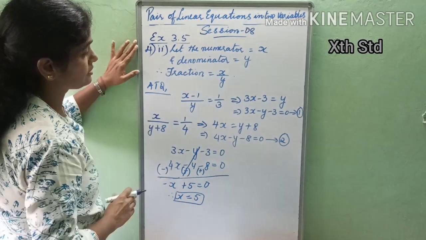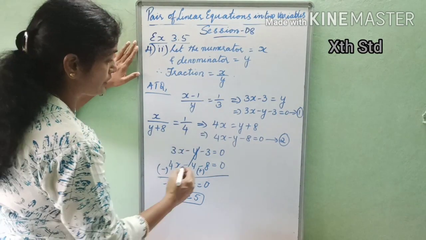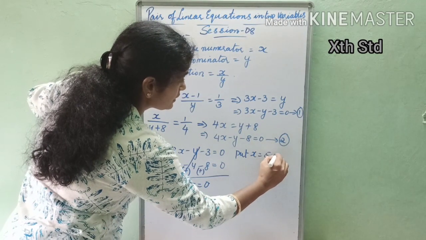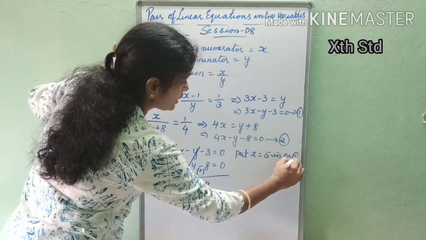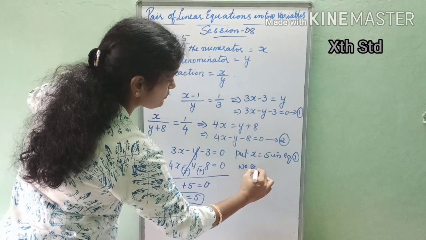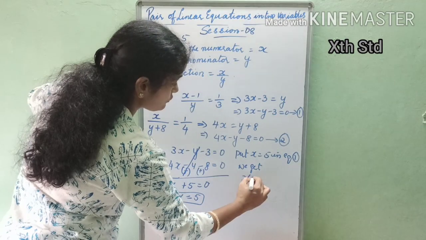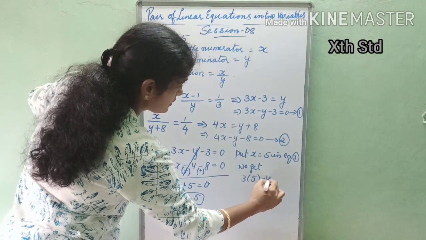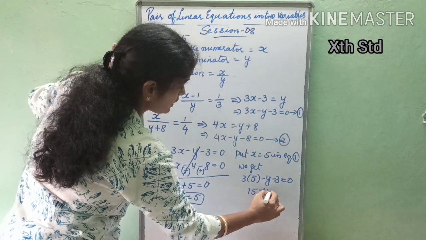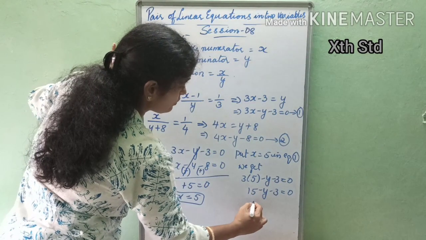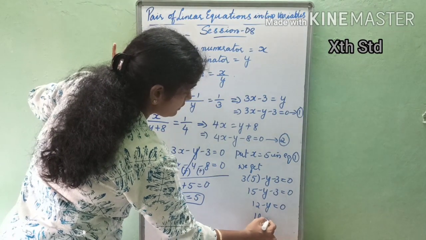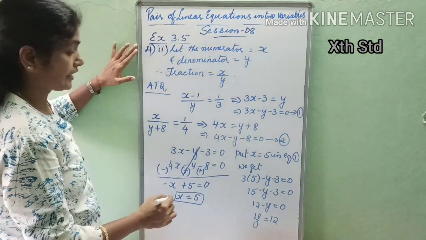Now the value of x is 5. Now put it in any one of the equations. Put x equal to 5 in equation 1. Then what do we get? 3 into 5 minus y minus 3 equal to 0. 3 5s are 15, minus y minus 3 is 0. 12 minus y is 0. y equal to 12. Right, y is 12.